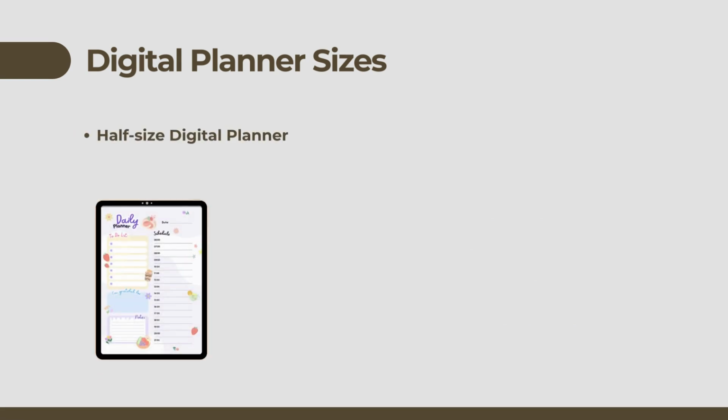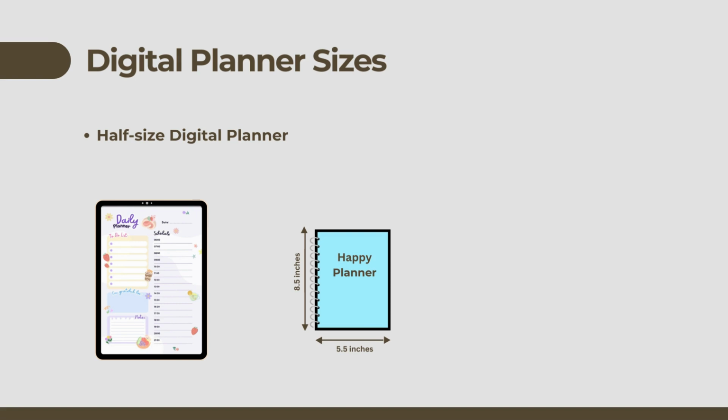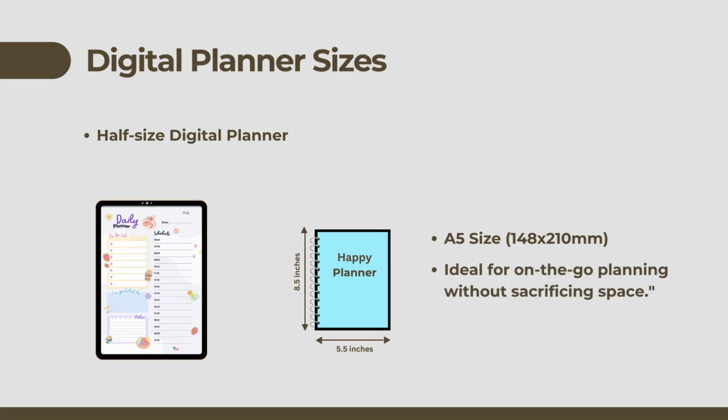Next, we have the half-size digital planner. It's compact and portable, like the standard planner's cute little sibling. Dimensions here usually hover around 5.5 by 8.5 inches, or A5 size, 148 by 210. Ideal for on-the-go planning without sacrificing space.